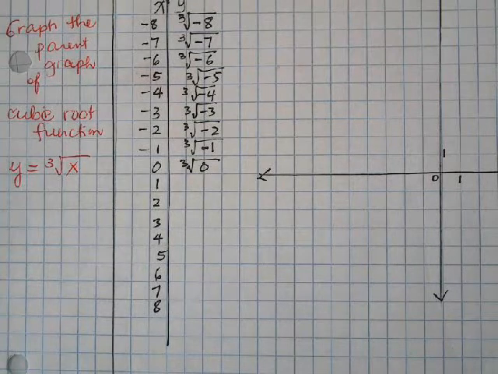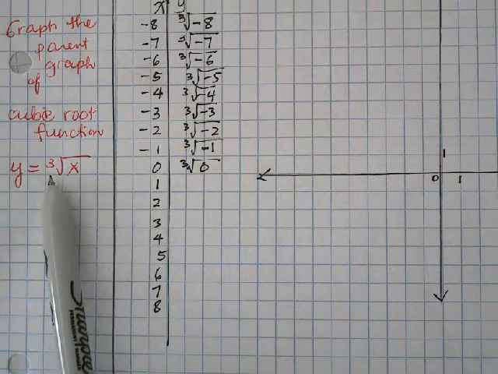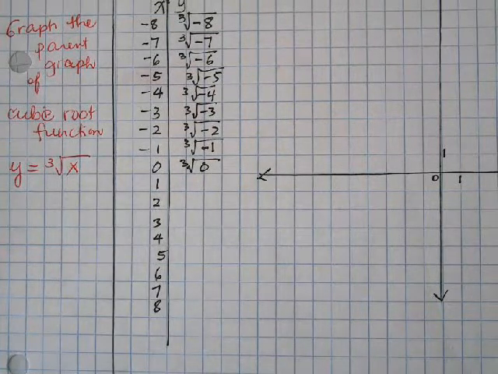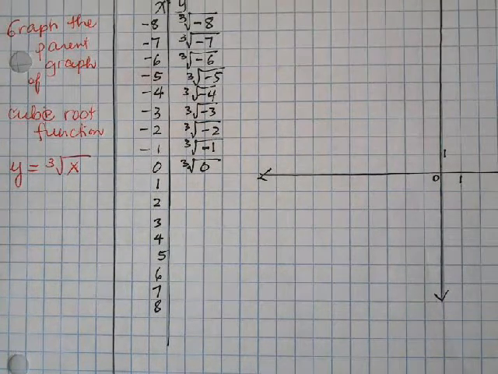So in the previous video, we graphed the parent graph y equals square root of x. Now we're going to graph another parent radical function graph, which is the cube root of x. So let's give values for x and solve for y and see how this parent graph will look.